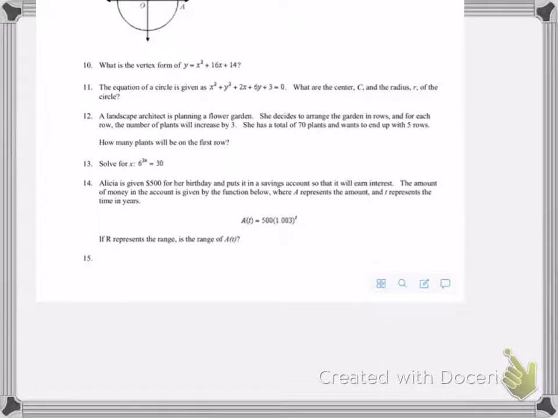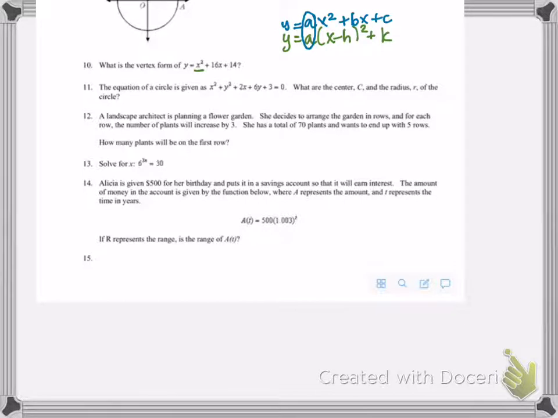Vertex form of a parabola, and we know this is a parabola because it's got an x squared in it, looks like this: y equals a times (x minus h) squared plus k. You may also remember standard form for a parabola. We use it for a quadratic formula, and that is y equals ax squared plus bx plus c. The a's in these two are exactly the same.